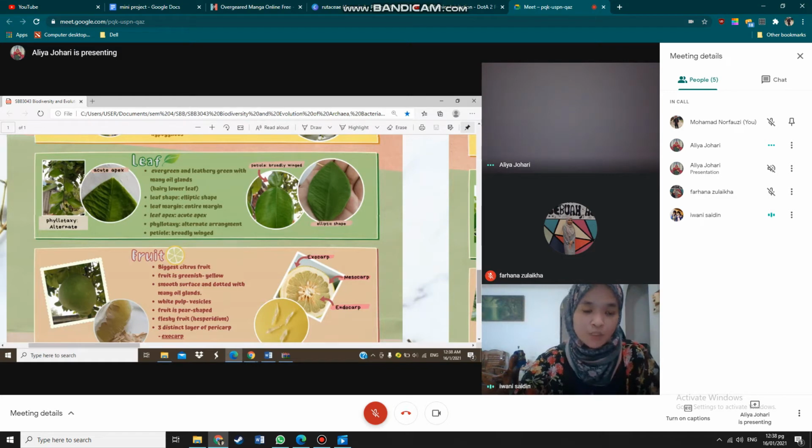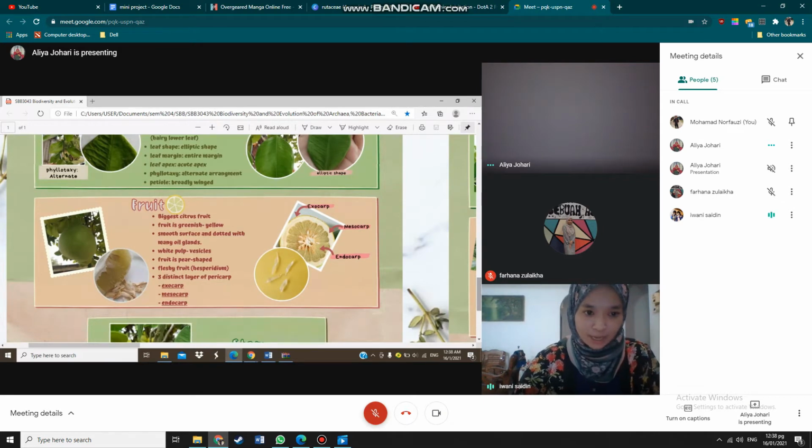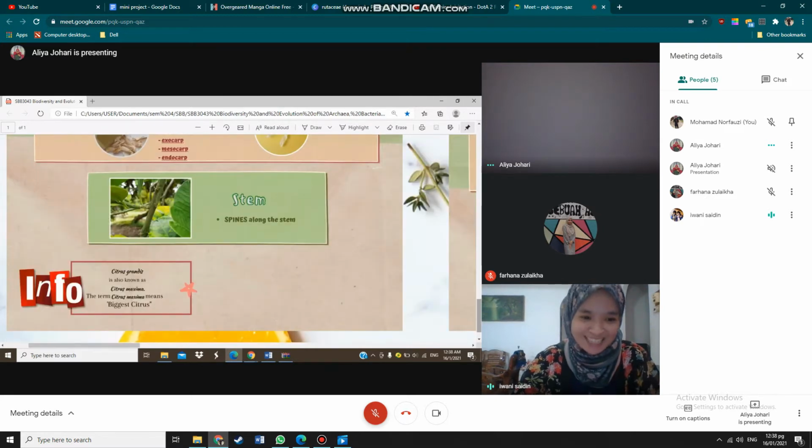The fruit of Citrus grandis is the biggest citrus fruit and it is greenish yellow, with a smooth surface dotted with many oil glands. It has white pulp vesicles. The fruit is pear-shaped and it is a fleshy fruit, a hesperidium, and it has 3 distinct layers of pericarp, which are exocarp, mesocarp and endocarp. For the stem, as we can see, the stem has spines. Citrus grandis is also known as Citrus maxima, and the term Citrus maxima means bigger citrus.